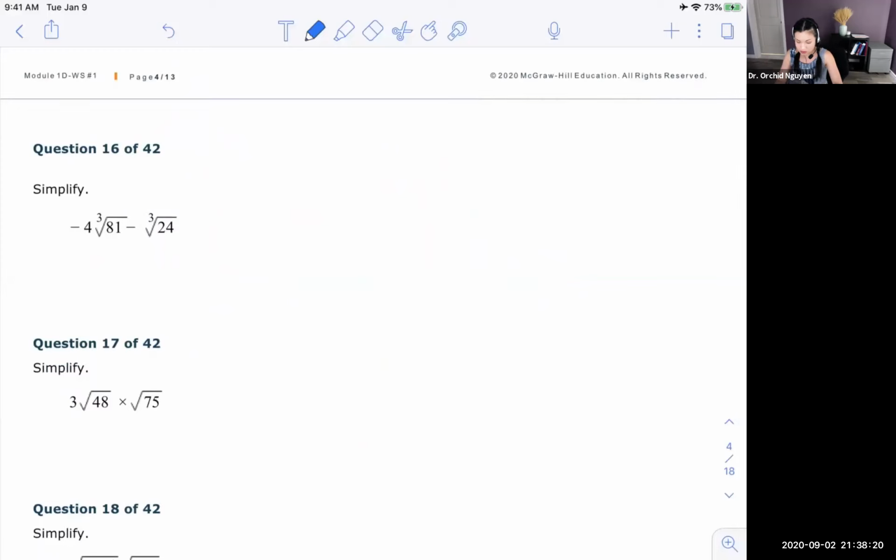So the cube root in this case, like I said, I'm going to go with the easy one, and in my opinion, 24 is easier than 81. So 24, if you want to simplify and get the cube root, the perfect cube would be 8, right? And we have 3. So I'm going to then take 81 and divide by 3. So 81 divided by 3, I ended up with a perfect cube, which is 27.